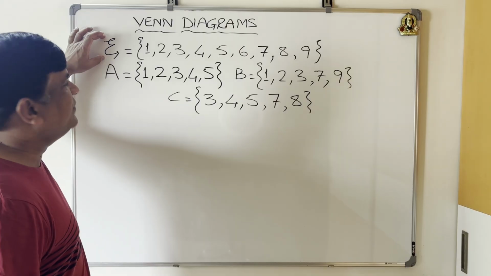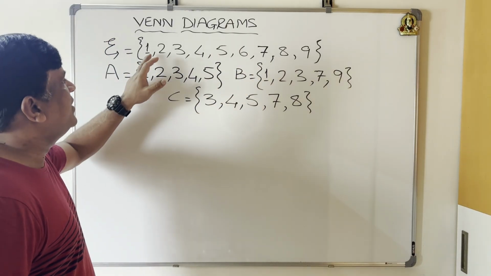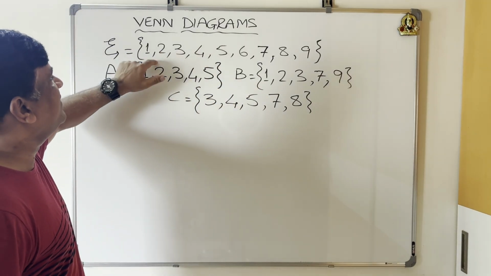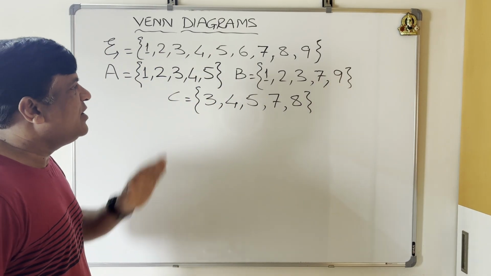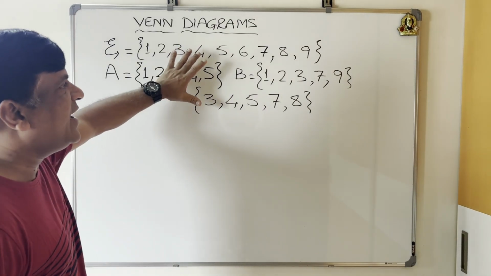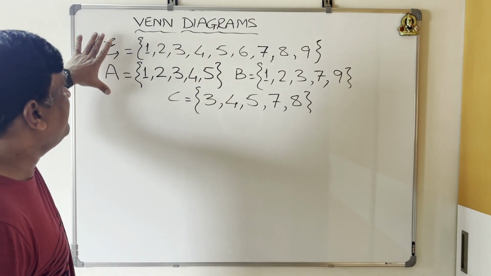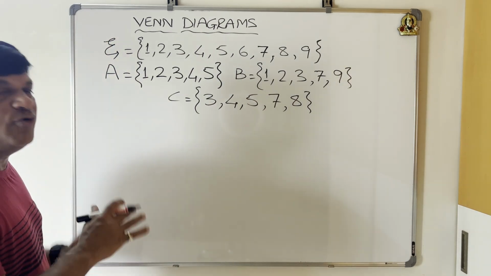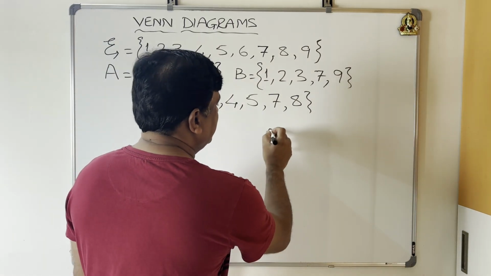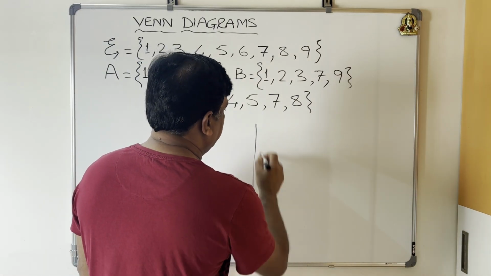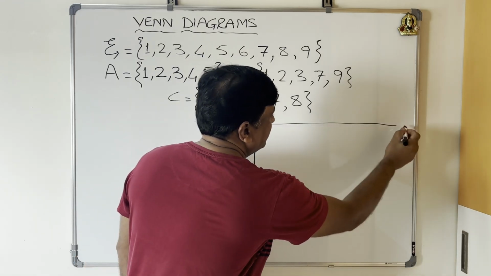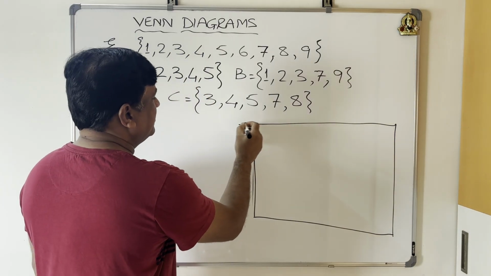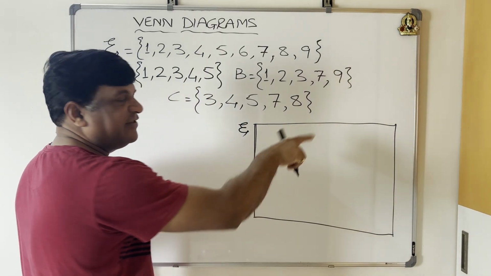You have a universal set which has 9 elements, numbers 1 through 9, and A, B and C are subsets of the universal set. If I want to draw the Venn diagram for this example, look at how I'm going to approach it. The first and foremost thing is that the universe is always represented by a rectangle like this, and it's marked outside that this is the universe.